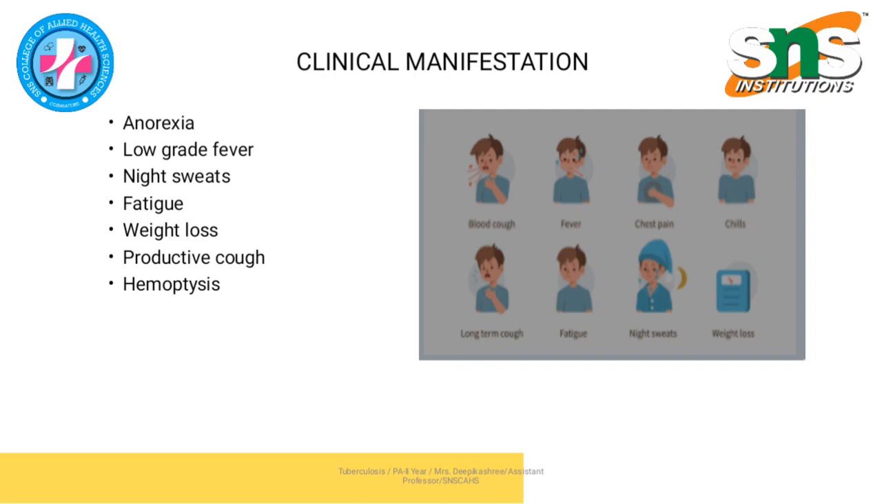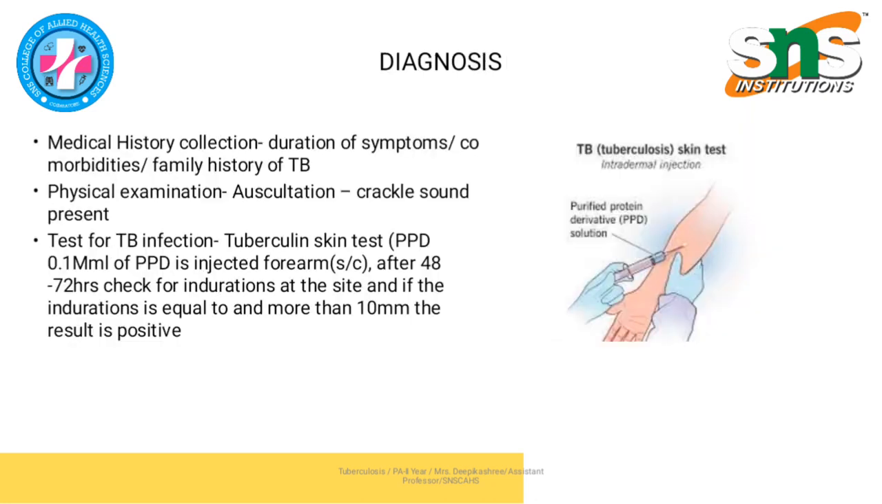Clinical manifestations: anorexia, low-grade fever, night sweats, fatigue, weight loss, unproductive cough, and hemoptysis. Diagnosis of tuberculosis includes medical history collection, duration of symptoms, comorbidities, family history, physical examination, and auscultation.